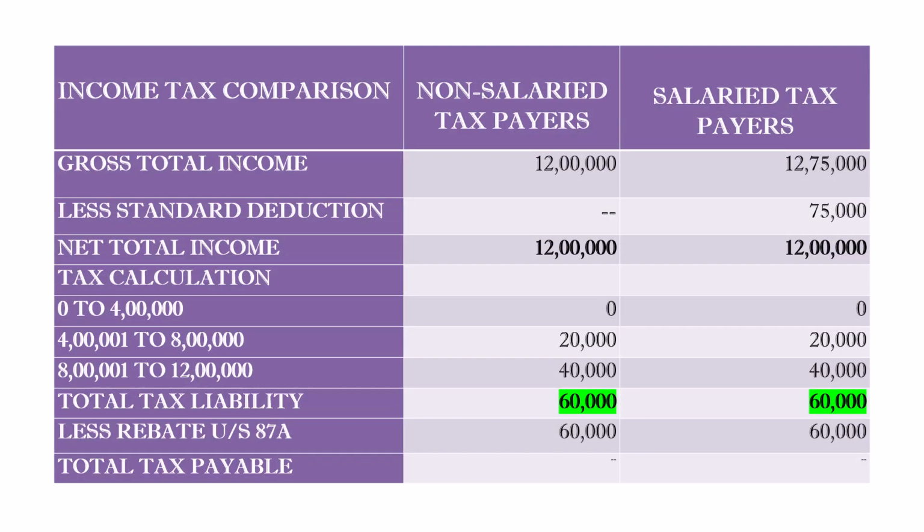Up to rupees 12 lakhs in case of non-salaried taxpayers and up to rupees 12 lakh 75,000 for salaried taxpayers, the tax liability is nil. Even though the tax liability comes to 60,000, the rebate under section 87A, which is available up to 60,000, ensures that there is no tax payable.